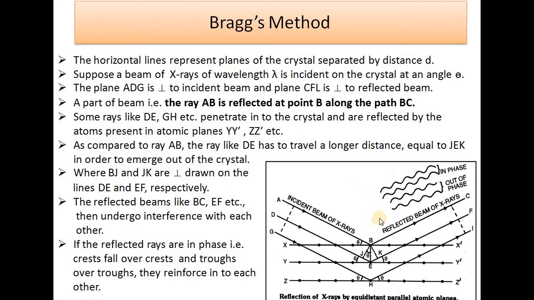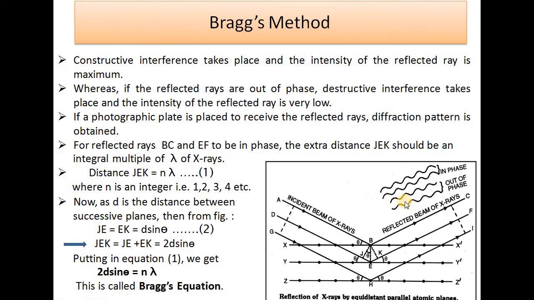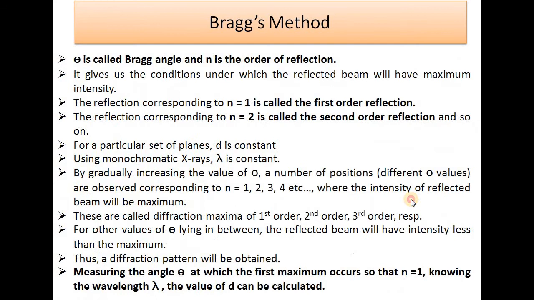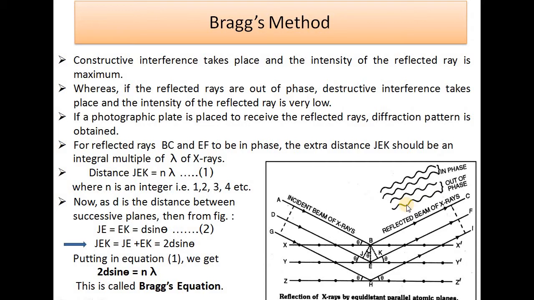Now the reflected beams like BC and EF will undergo interference with each other. If the reflected rays are in phase, with crest falling over crest and trough falling over trough, then they will reinforce each other. But if they are out of phase, they will cancel out each other. So if constructive interference takes place, the intensity of the reflected ray will be maximum, whereas if the reflected rays are out of phase, there will be destructive interference and the intensity of the reflected ray will be very low.